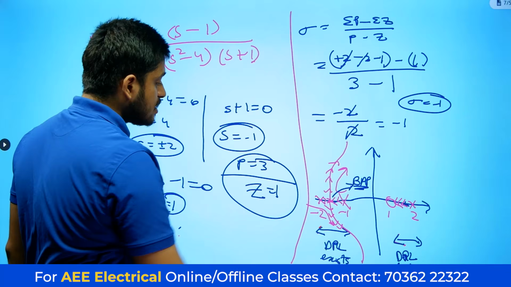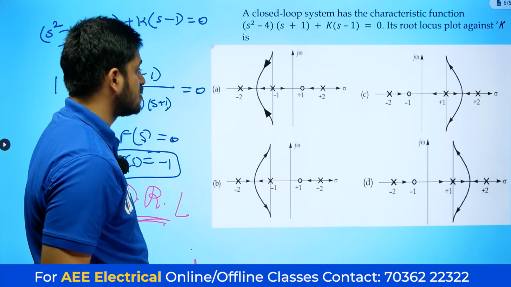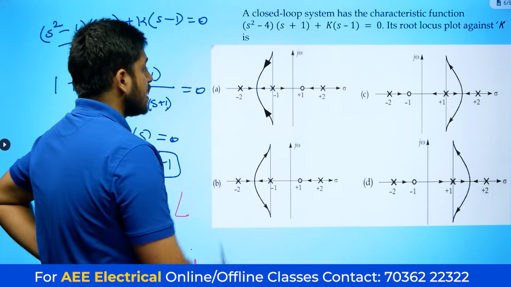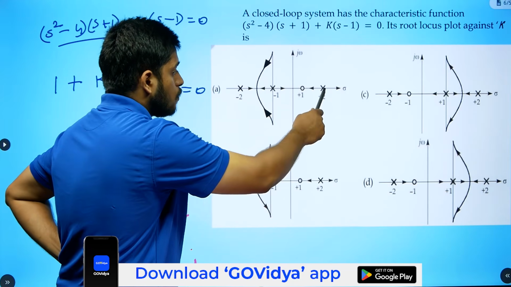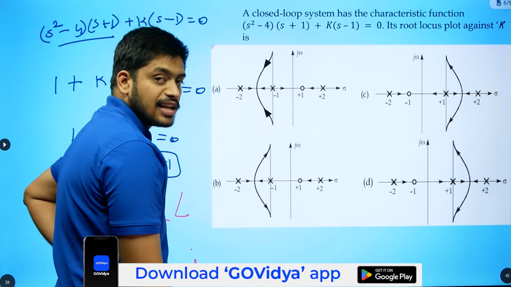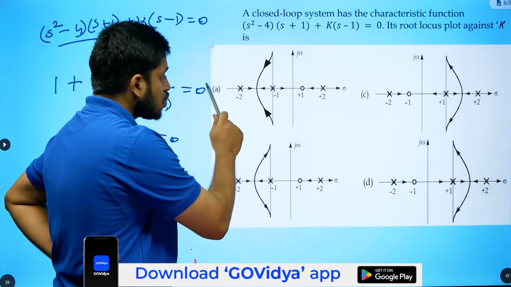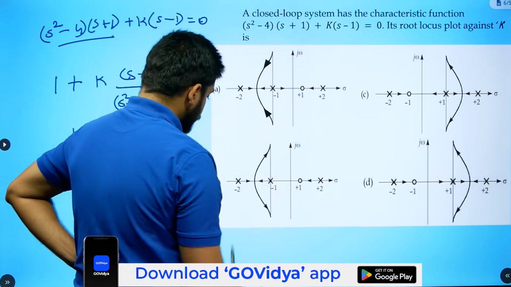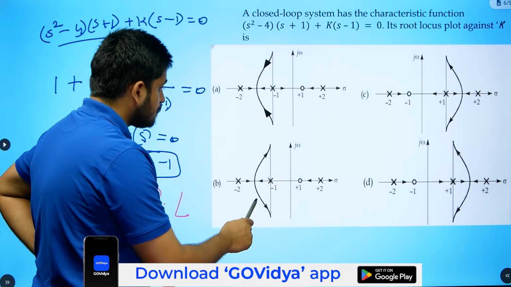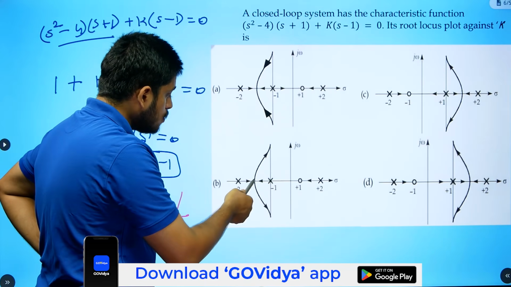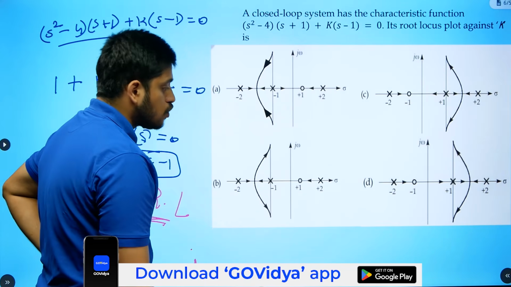So based on this approach, we'll see how the options are. -2, -1, yes, both are the poles we got. 1 and 2 are the zeros, so the root locus goes from open loop pole to open loop zero. My direction of root locus is right, so this option could be right. Option B, -2, -1, exactly. It is going like this, and here also it is going outward. So this option also could be right.